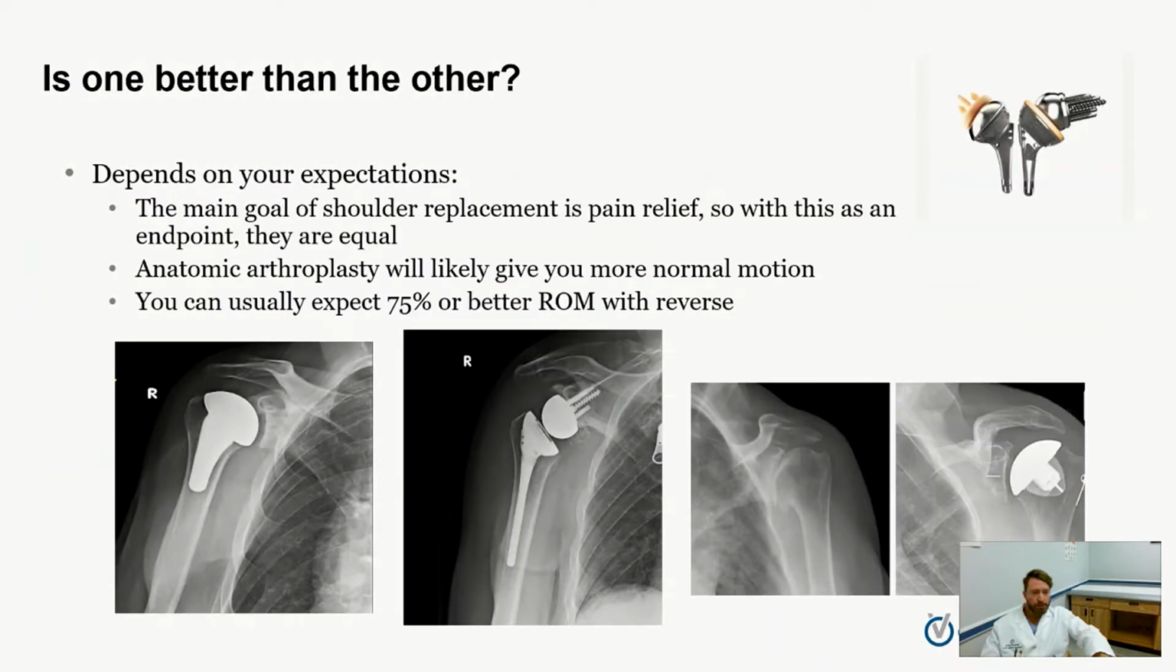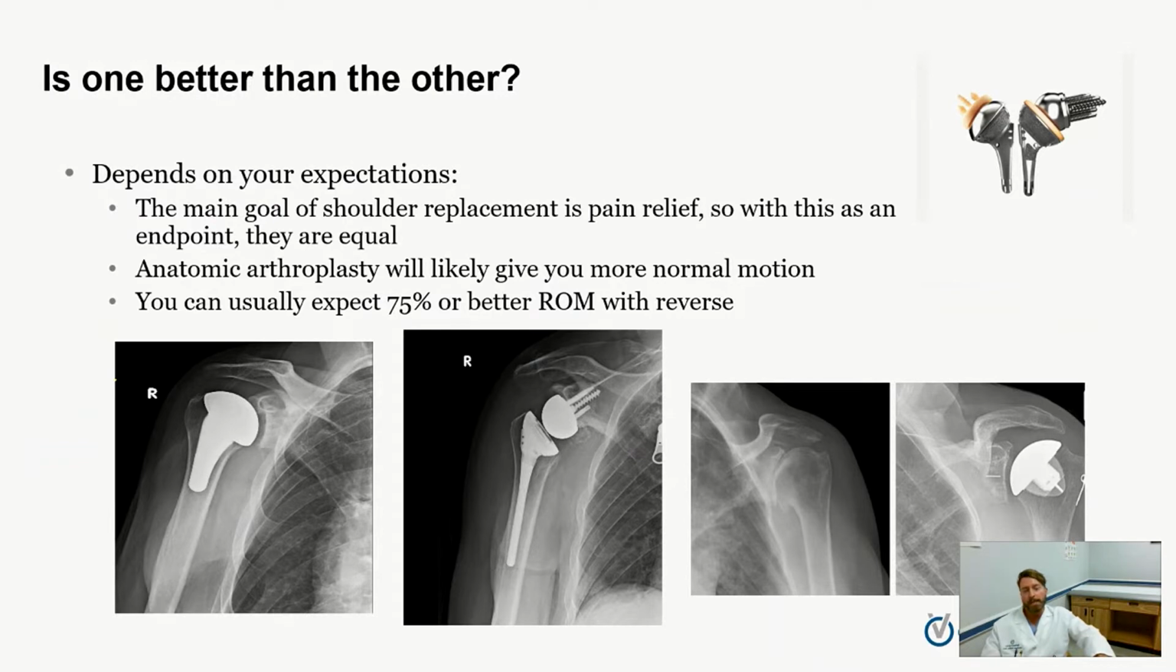I get the question very often, is one shoulder replacement better than the other? Is a regular replacement or an anatomic replacement better than a reverse replacement? And I think that that's not also an easy question to answer. I think a lot of that depends on your expectations. As physicians, we want to give you pain relief, and that's our number one goal. And if you think of pain as the endpoint of a replacement, we want your pain to be improved. And in general, anatomic replacements and reverse replacements give you very similar pain relief.